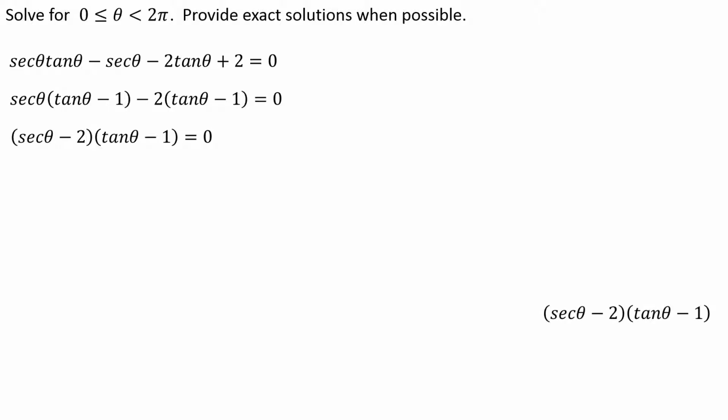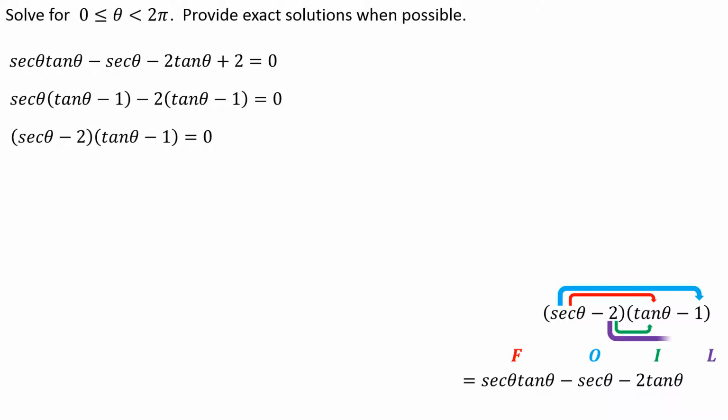How do I know if I'm factored correctly? Again, the moment of truth. First, outer, inner, last. Sure enough, it matches. It is factored correctly. So now that I know that it is factored correctly, I can set each factor equal to 0.